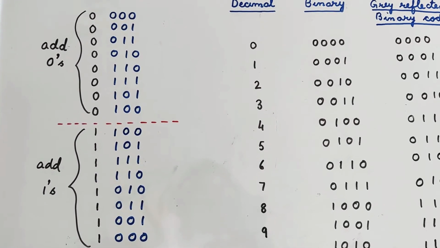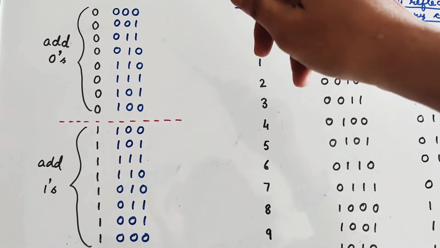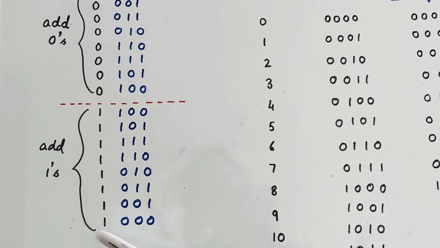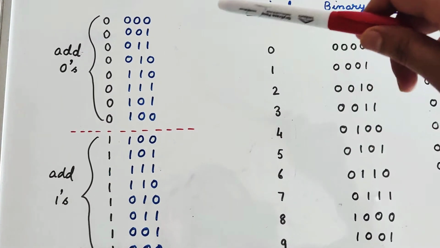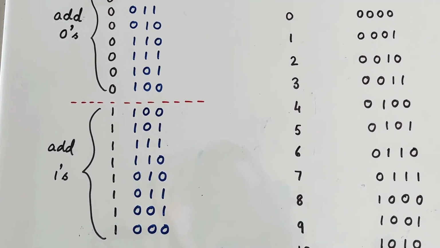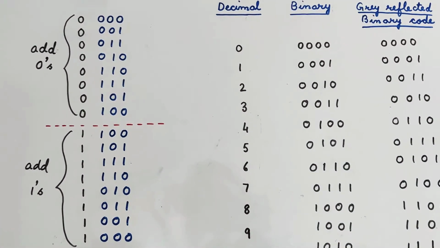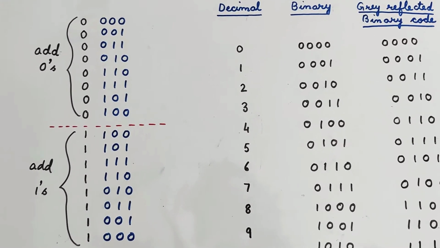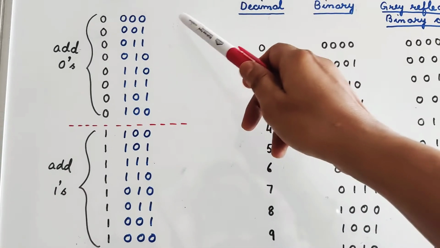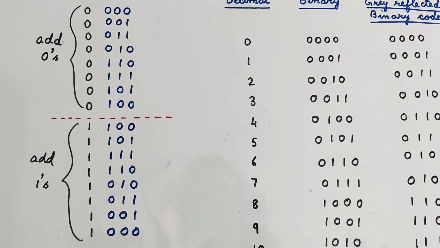Now what we are going to do is add zeros to all the numbers which are above the mirror, and add 1 to all the numbers which are below the mirror, so that now we get 16 numbers which are of 4 digits. So these numbers represent the decimals 0 to 15. I hope it is clear.